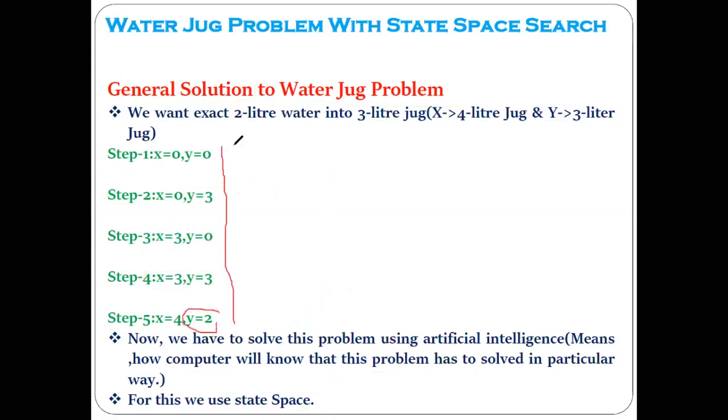Now, these steps we have applied and we have reached the goal state. Now, there can be another solution. There can be another solution for the given problem also, that you have to try by yourself. You are getting what I'm saying?